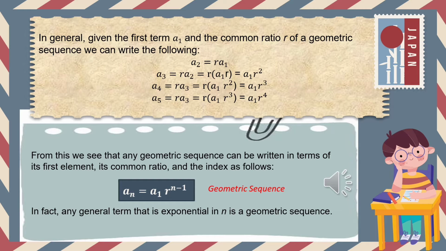From this we see that any geometric sequence can be written in terms of its first element, its common ratio, and the index as follows. a sub n is the first term times r to the power of n minus 1. In fact, any general term that is exponential in n is a geometric sequence.